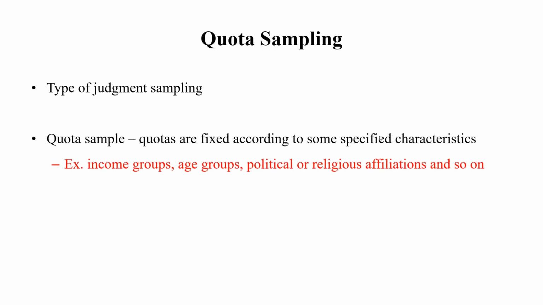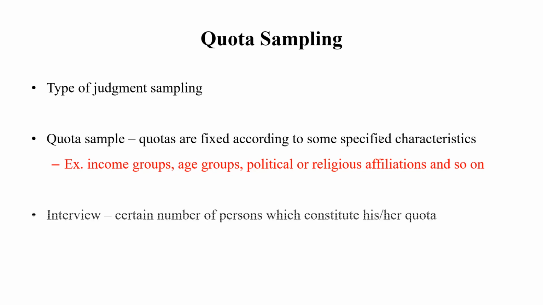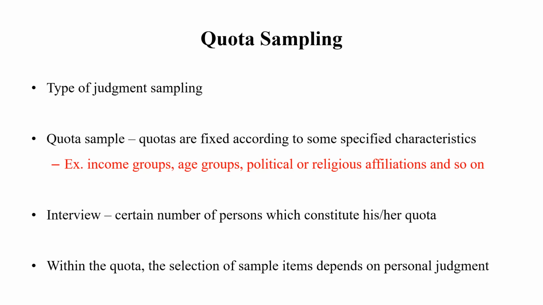So, quota sampling. It is also a type of judgment sampling. Here, quotas are fixed according to some specified characteristics, for example, income groups, age groups, political or religious affiliations, and it goes on. The researcher has to interview a certain number of persons which constitute his or her quota. Within the quota, the selection of sample items depends on the personal judgment of the researcher. That's why this is known as non-probability sampling.